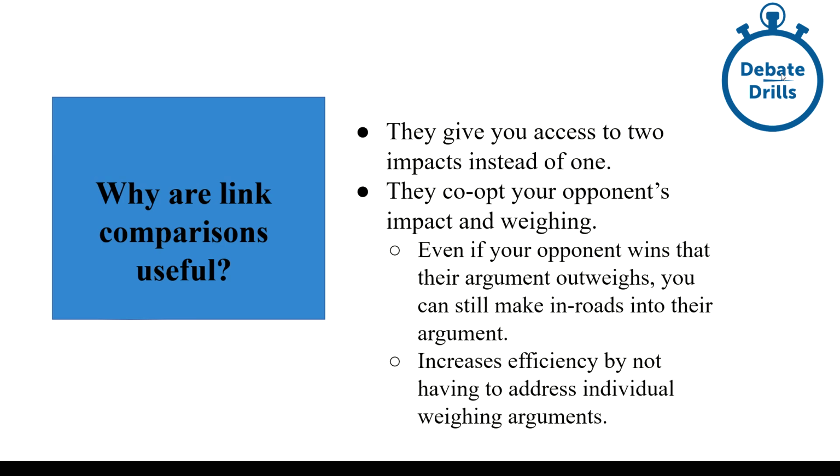Additionally, link comparisons also increase efficiency because now you don't have to address individual weighing arguments, since you are able to co-opt your opponent's weighing with a link comparison. So if your opponent gets up there and does like five really big pieces of weighing, they give you scope, time frame, severity, all of that, if you just read one link comparison, you can just say that we also link into their impact. Therefore, we also co-opt all of their weighing too. So you don't have to address each individual argument and you're still able to cover the entirety of the weighing debate.